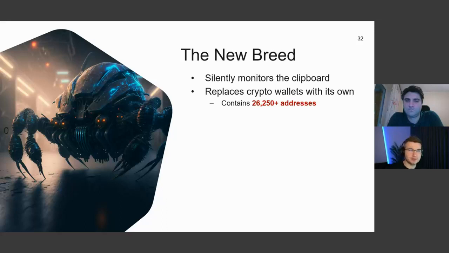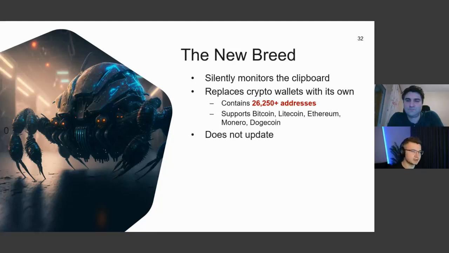So if you copied somebody's address and you're planning to send money to someone using cryptocurrency, the destination address that you copied may be instantly replaced by such malware. Now, the currencies it supports are Bitcoin, Litecoin, Ethereum, Monero, Dogecoin, identified based on the addresses encoded and the regular expressions used to find the match in the clipboard. One important thing, it does not update. It does not even need the network, so there is no network traffic.